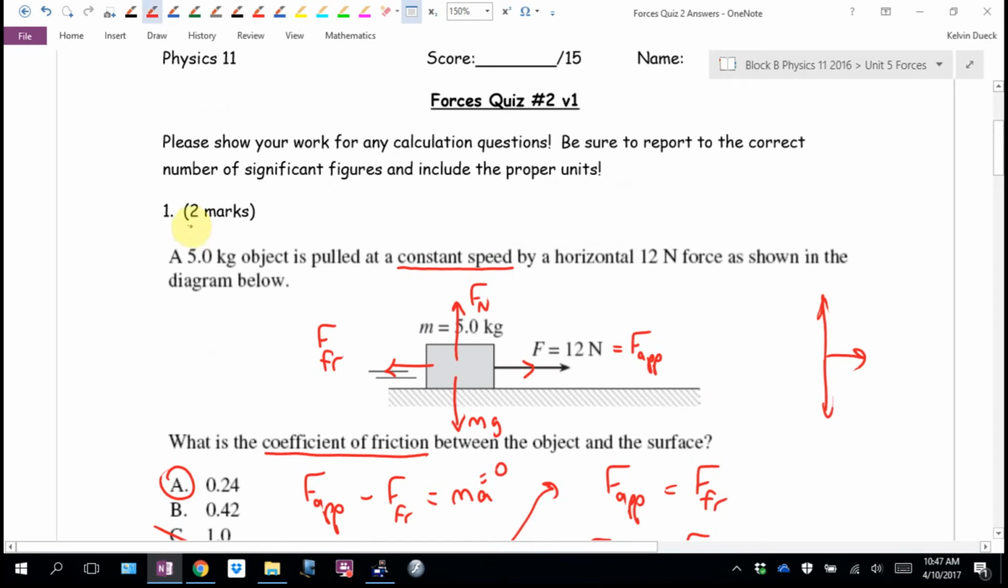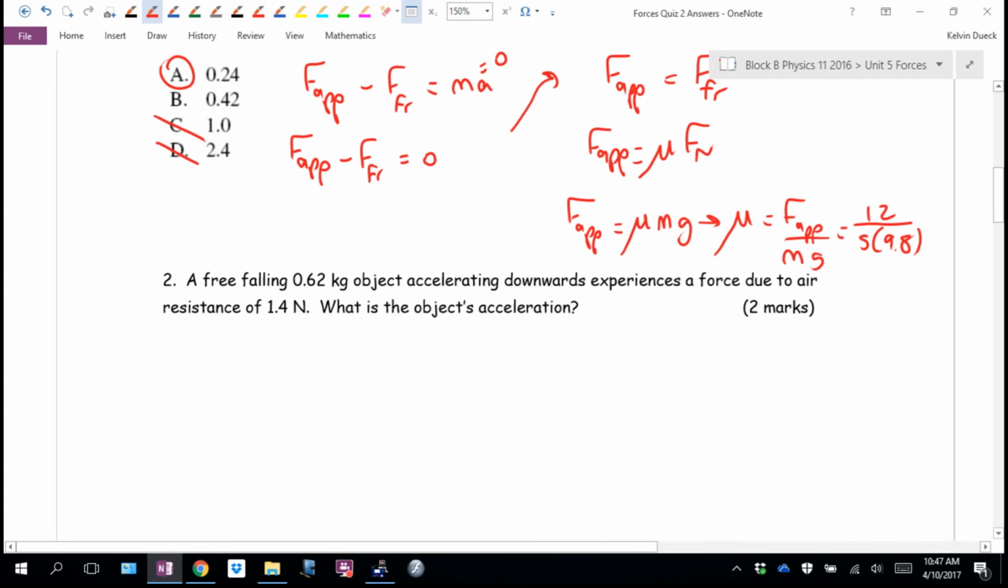For some reason, 2 marks. Oh, because there was a fair bit of work involved here. I stole this from an old provincial exam, by the way. Physics 12, I just snuck some in here. You guys didn't realize that, but that's from an old Physics 12 provincial exam. If I gave this to you as a written, this would absolutely be worth 2 marks because you had to do some serious number crunching here.